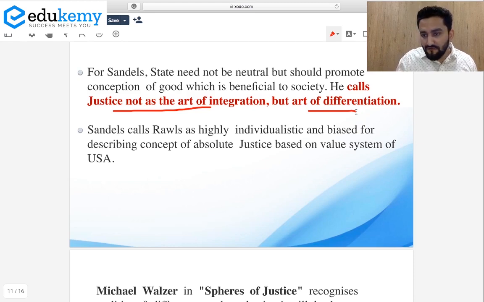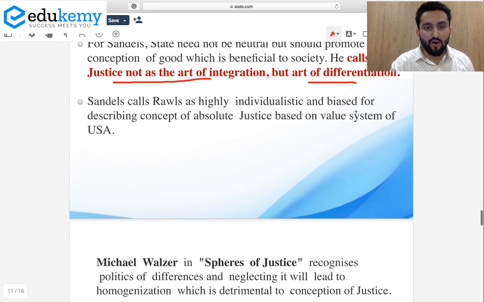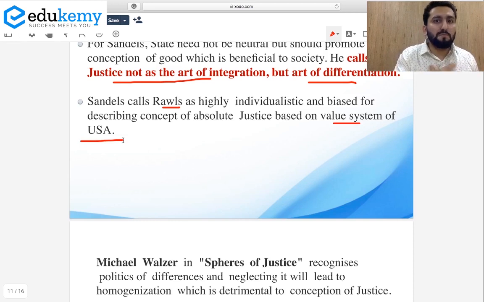So we have to differentiate between these. Sandel called Rawls highly individualistic and biased for describing a concept of absolute justice based on the value system of the USA. Although Rawls is saying that his concept of justice is universal, actually it is based on the value system of the USA, because American society is based on this idea of individualism.